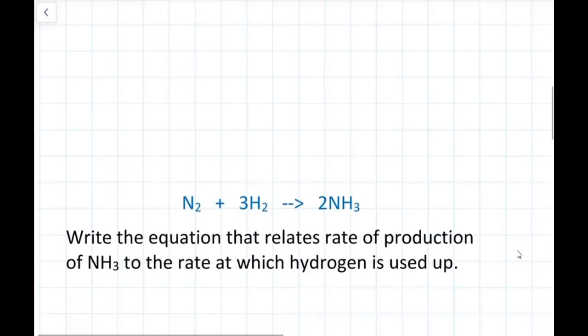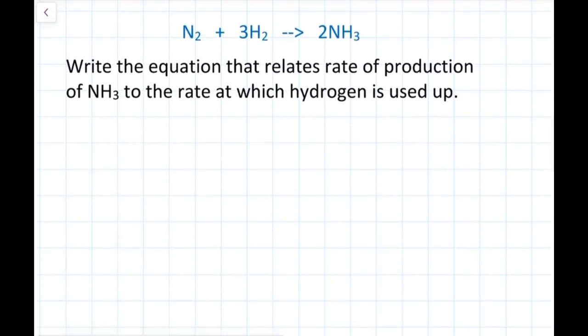Okay, so see if we can figure out this one. We've got a different equation. It's already balanced for us. Write the equation that relates rate of production of NH3 to the rate at which hydrogen is used up. So see if you can do that using the previous example.